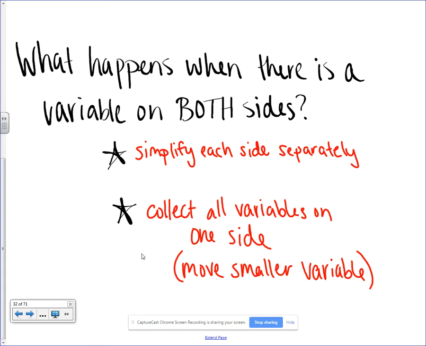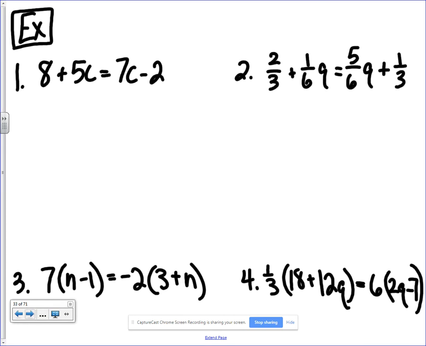All right, so let's jump right into it here. You can see in number 1 that there are C's on both the left side and the right side. There's a C right here and a C right here. So ask yourself, can I distribute anything? Can I combine anything on the left or on the right? Well, if you look at the left, I can't put anything together there. If you look at the right, I can't put anything together there. So we're going to collect all the C's to one side, and in order to do that, I'm going to move the smaller one over. Well, 5 C's are smaller than 7 C's. So I'm going to subtract that 5C over. Those will cancel, and I get 8 equals 2C minus 2.